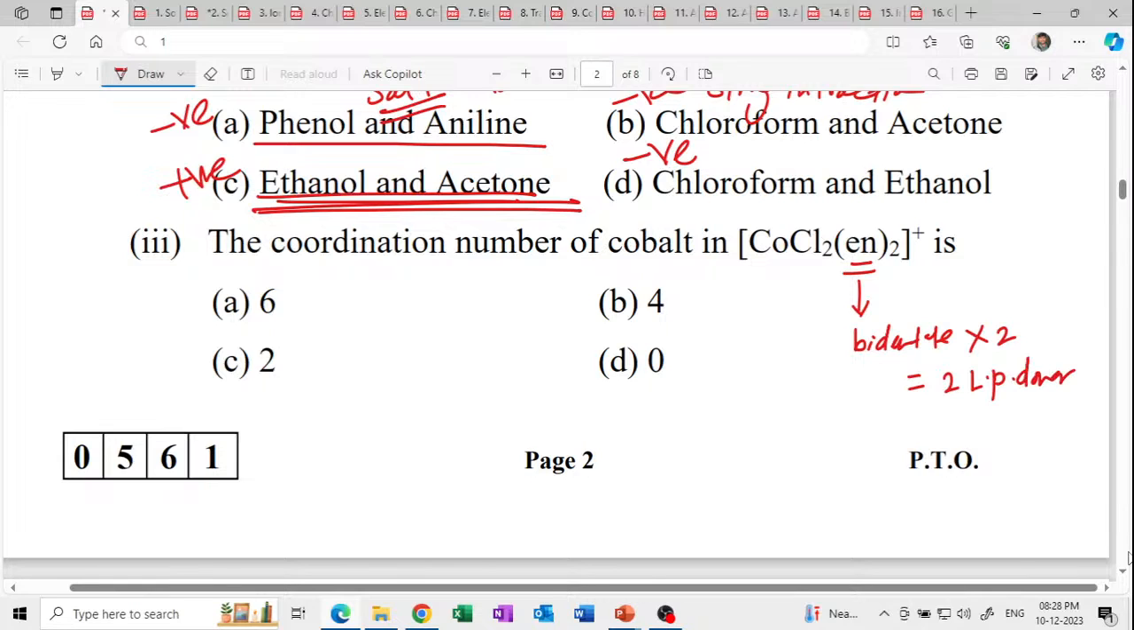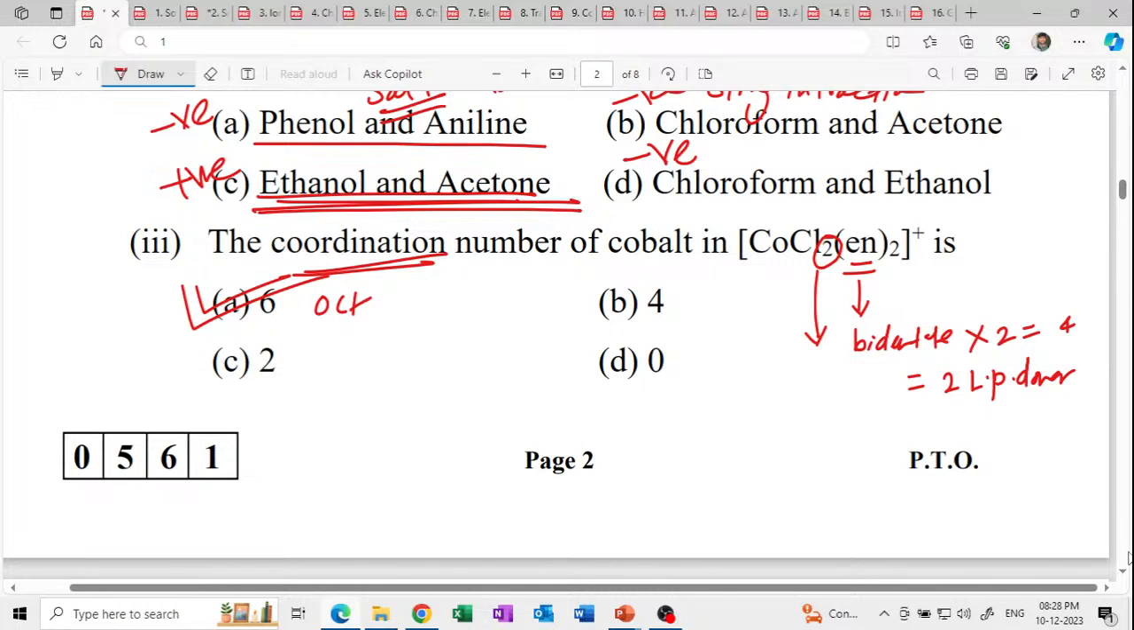So how many? Each en has 2 lone pairs, and there is Cl2. 2 en with 2 each gives a total of 4, plus 2 from chlorine. So the coordination number is 6. This is an octahedral complex. Please write now: octahedral complex.